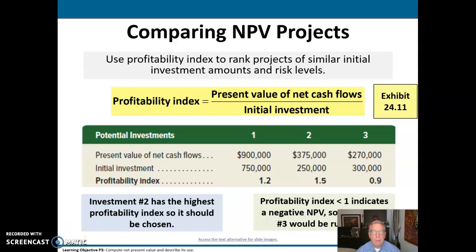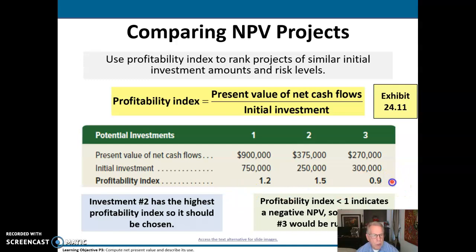And here we're going to use the profitability index to rank projects of a similar initial investment amount and risk levels. So how we do that is we take the present value of all the cash inflows, and divide it by our initial investment. And as you see by these examples here, we have 1.2, 1.5, and 0.9. And we will select the project that has the highest profitability index, which in this case is project 2.